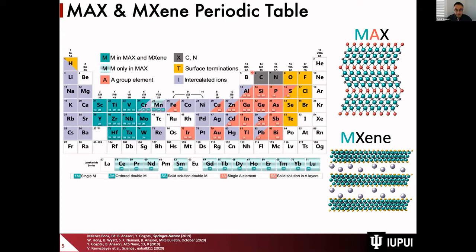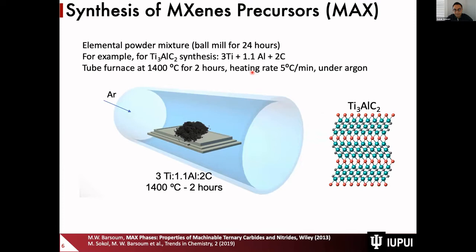Now, MXenes all start with MAX synthesis. And for us, it is important to know how we make these, as was mentioned and questioned in the previous talk, and Michael explained it very well. For this talk, the method that we use for the synthesis of all different types of MXene is pressureless reactive sintering, where we mix elemental powder in the stoichiometric ratio, and then we heat treat them, or we put them at the desired temperature.